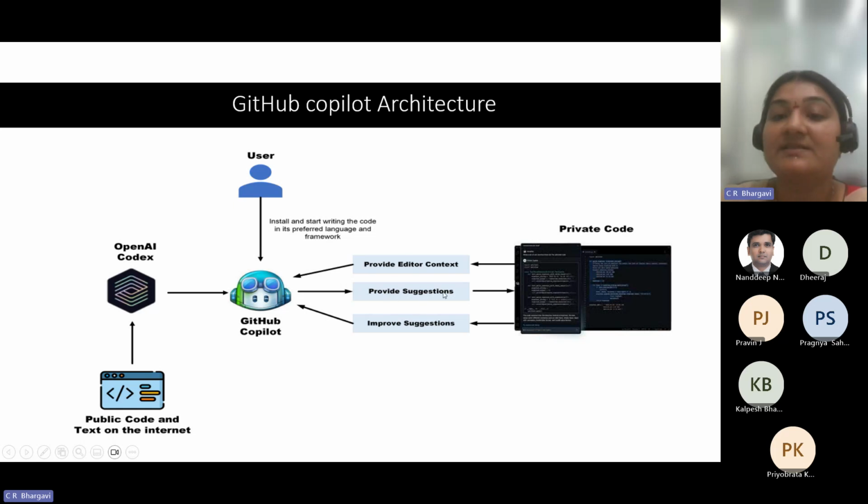It would provide suggestions for the code that we write. It would also provide the editor's context, and if the user suggests some improvements to GitHub Copilot, it accepts them, works on them, and provides suggestions based on our need. So these are a few things that GitHub Copilot can do for us.